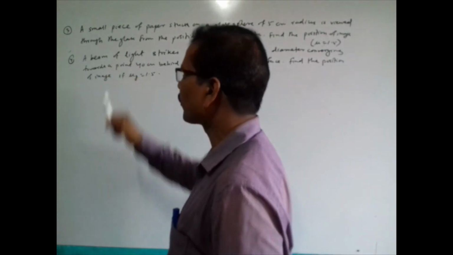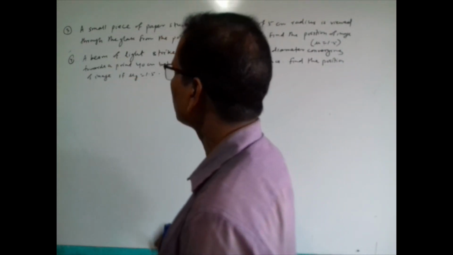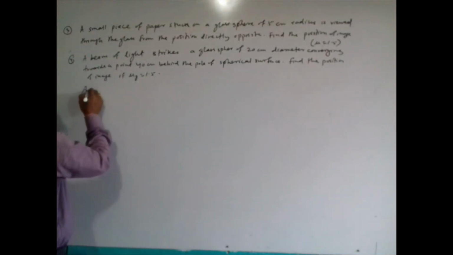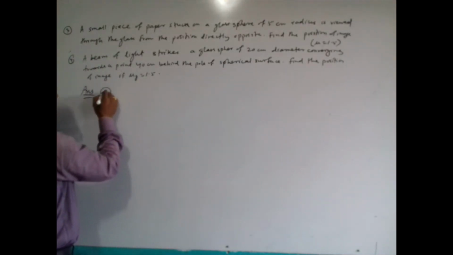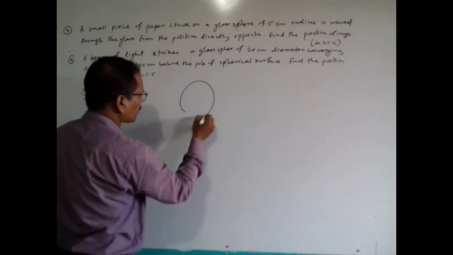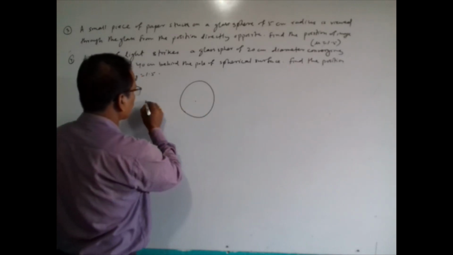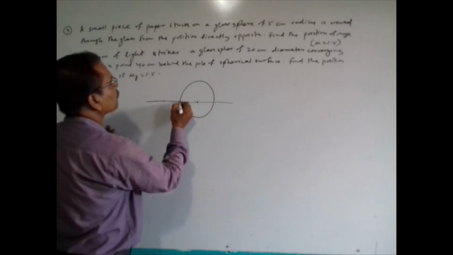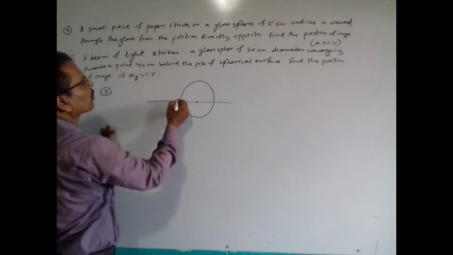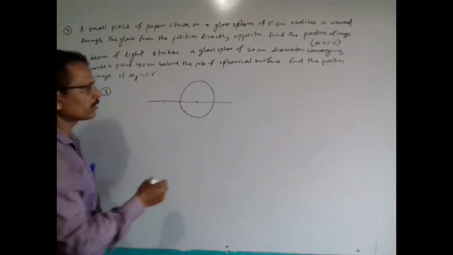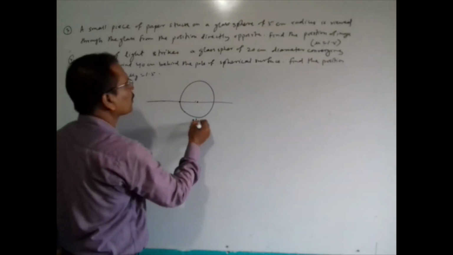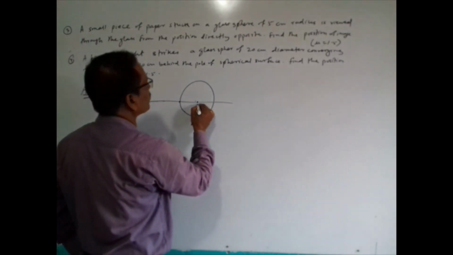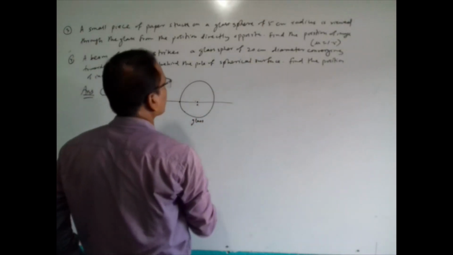Now come to problem number 3. A small piece of paper is stuck on a glass sphere. This is the glass sphere, having a center of curvature. The paper is stuck at this point. This is the glass sphere of 5 cm radius, with the center at 5 cm radius.